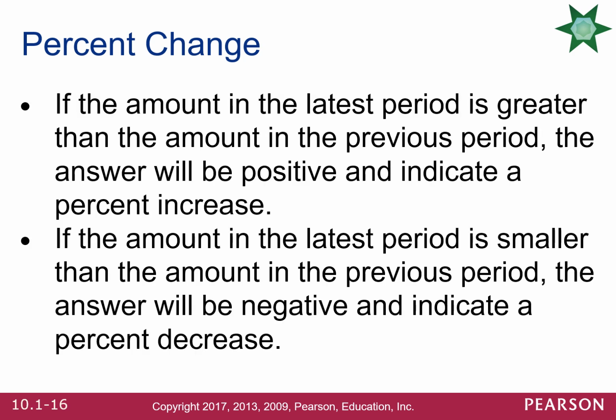So let's go over this slide here. It says if the amount in the latest period is greater than the amount in the previous period, which it was in the example of college tuition, right? The latest period tuition was higher than the tuition 10 years back. The answer will be positive and indicate a percent increase. If, on the other hand, the amount in the latest period is smaller than the amount in the previous period, the answer will be negative and indicate a percent decrease, right?